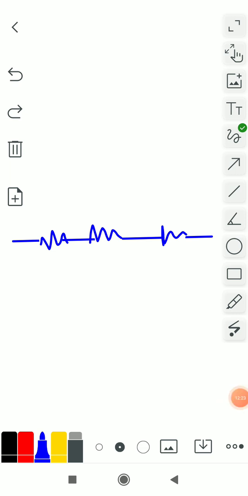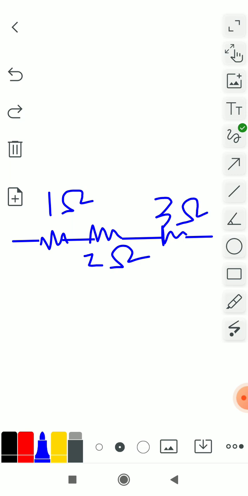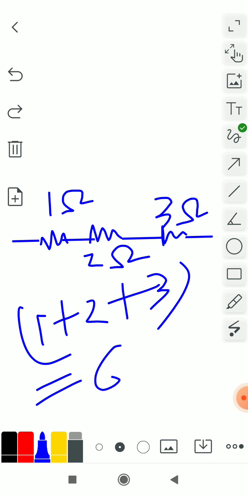Now pardon me for my drawing. In series combination, one resistance is 1 ohm, another 2 ohm, another 3 ohm. We know that in series connection, resistance will always be added up. So the three resistors of 1 ohm, 2 ohm and 3 ohm will be added up, so the net resistance will be 6 ohm. That means in series combination, resistances are always added up.